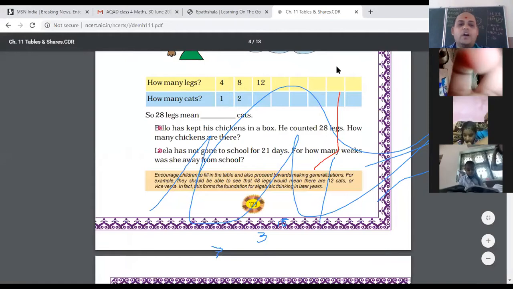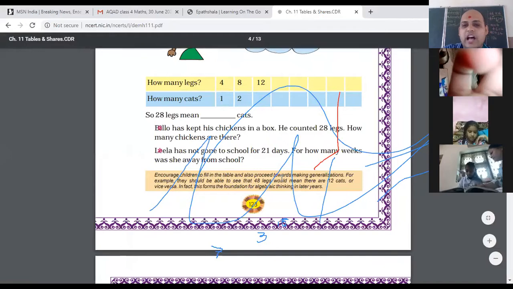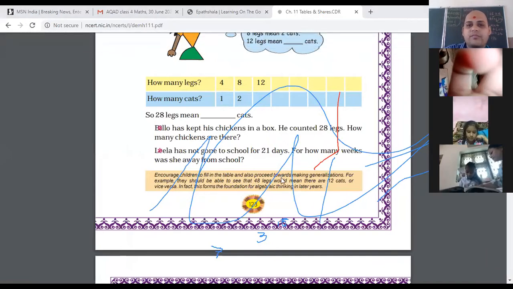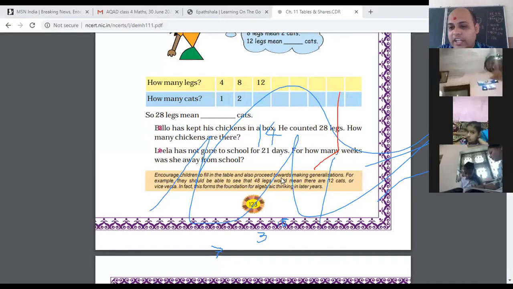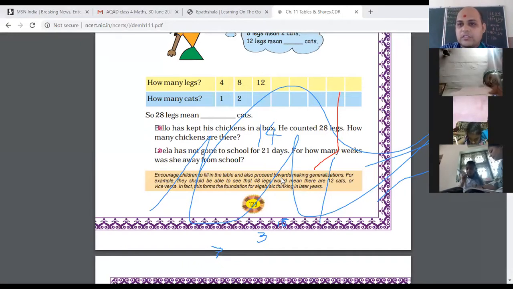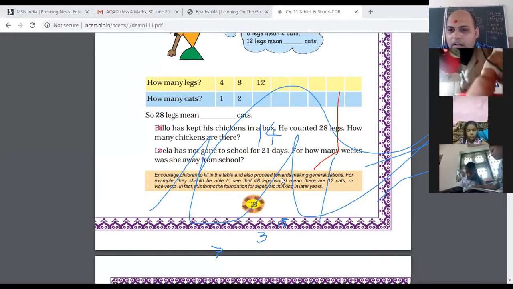Now, Billo has kept his chickens in a box. He counted 28 legs. How many chickens are there? A chicken has how many legs? 2 legs. So you have to divide 28 by 2. The answer will be 14. That division you have to do. Okay? Yes? Okay, very good.